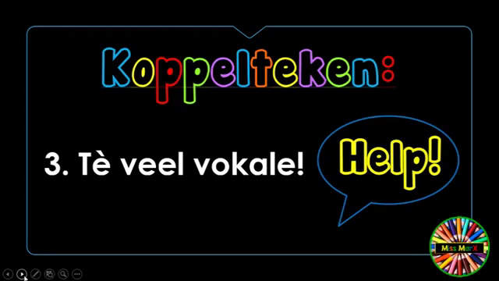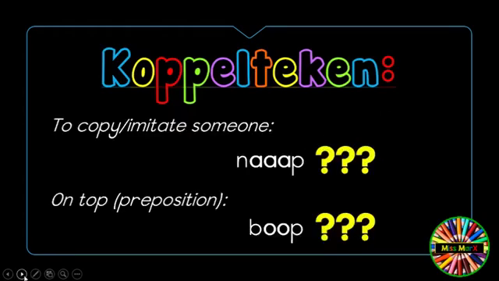Well, let's have a look. In Afrikaans, we have this very interesting word, naab, that means to copy or imitate someone. Now you notice naab has 3 A's next to each other. And that is so confusing because how do you pronounce this word?